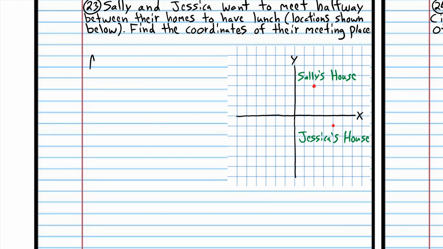So remember, the midpoint formula is x1 plus x2 over 2 and y1 plus y2 over 2. So we just need the coordinates. So Sally's house, it's 1, 2 over to the right and 1, 2, 3 up. So 2, 3. And Jessica is 1, 2, 3, 4 to the right and 1 down. So that's 4, -1.